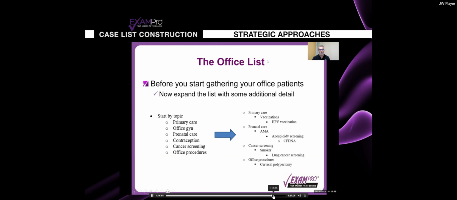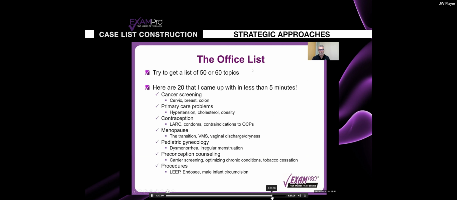You're going to get 50 or 60 of those before you start looking for patients, because you want to give yourself options. And just to show you how easy this is, here are 20 potential topics that I came up with earlier this week in less than 5 minutes. Cancer screening: cervix, breast, colon. Primary care problems: hypertension, cholesterol, obesity. Contraception: LARC, condoms, contraindications to OCPs.